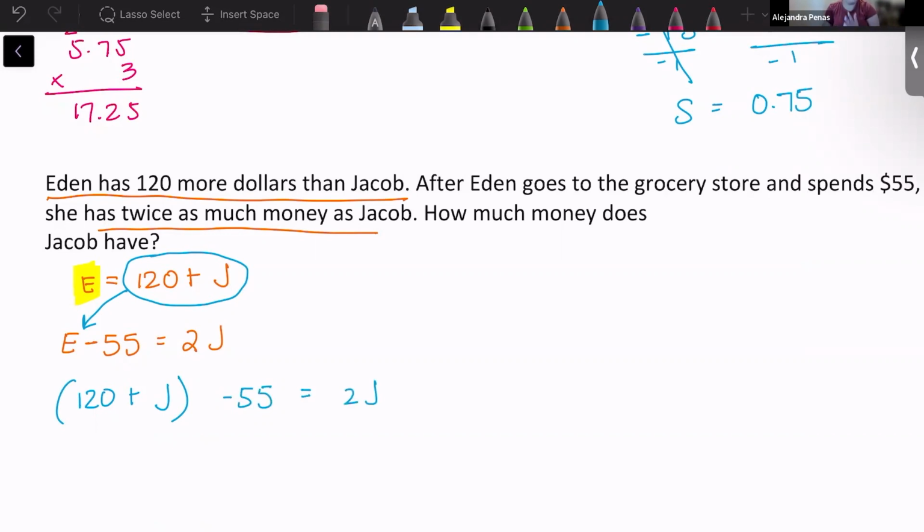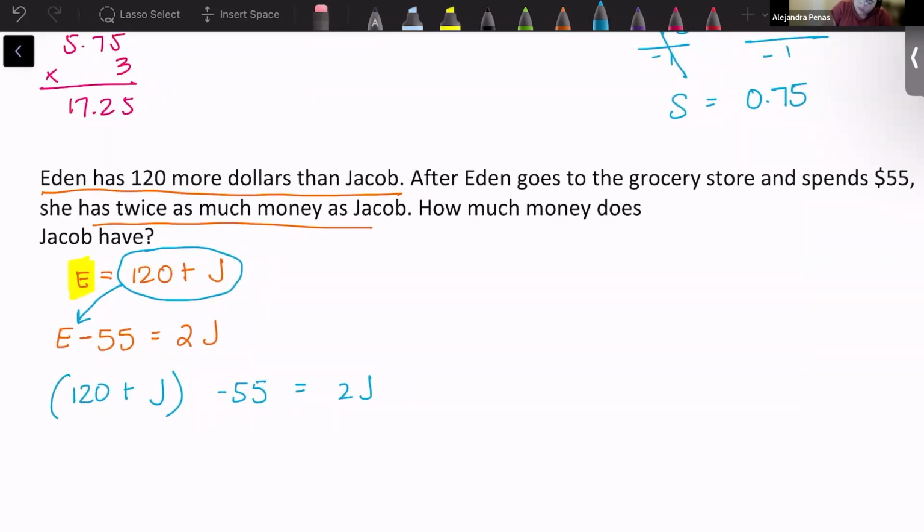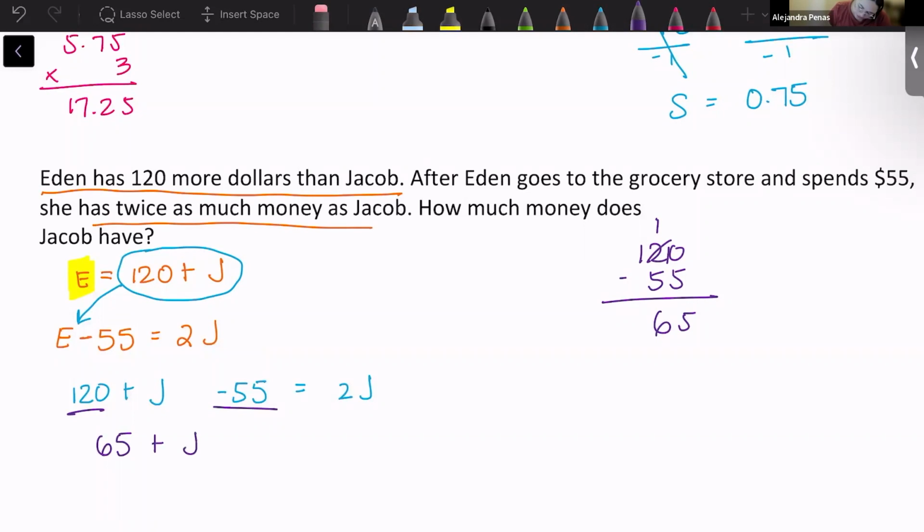I only put it in a parenthesis so you guys see where it's coming from, but the parentheses isn't actually going to do anything here. So now we need to solve for J. So I can combine 120 and 55. That's going to give me 65. So that's going to be 65 plus J is equal to 2J.